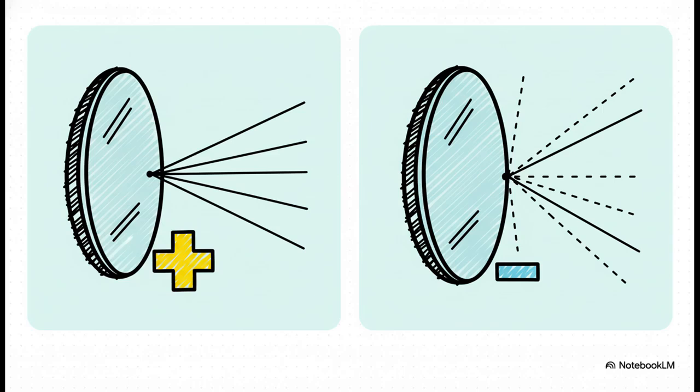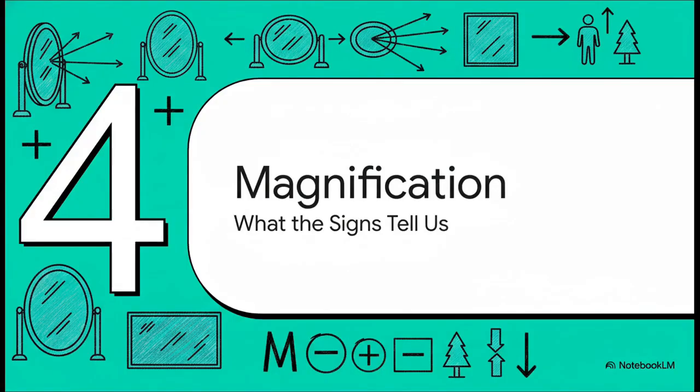Now on the right, we have a convex mirror. It bulges outward, and it spreads light out. The rays only appear to come from a focal point that's behind the mirror in virtual land, so its focal length is negative. We're almost there, I promise. We know where an image is, and we know what kind of mirror made it. The very last piece of the puzzle is its orientation. Is it upright, or is it flipped upside down? The sign of the magnification, which we call M, tells us exactly that.